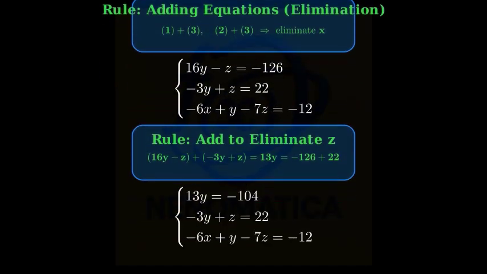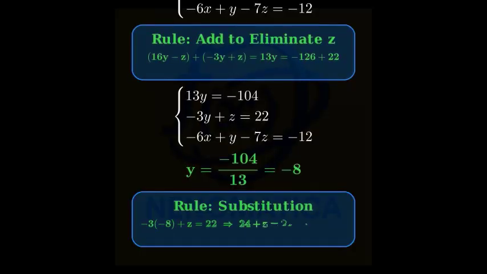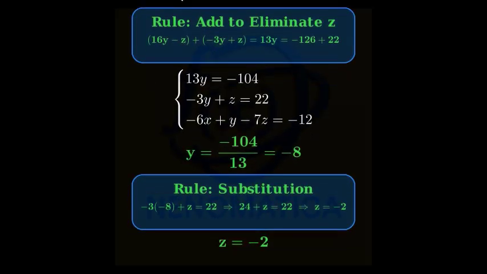Step 4. Solve for y from 13y equals negative 104. Y equals negative 8. Step 5. Substitute y equals negative 8 into the second equation, negative 3y plus z equals 22. Compute z. Negative 3 times negative 8 plus z equals 22, so z equals negative 2. Step 6. Use the third original equation to find x.